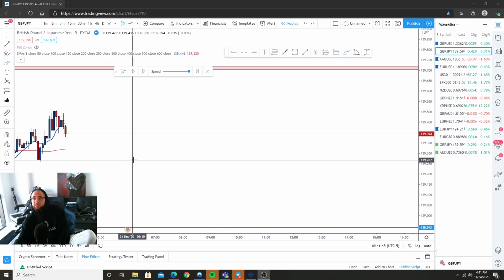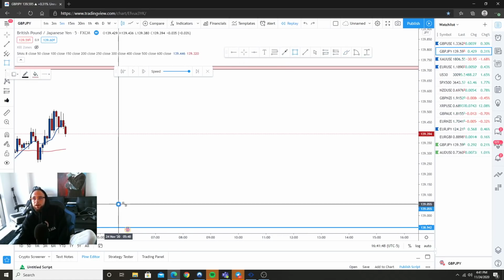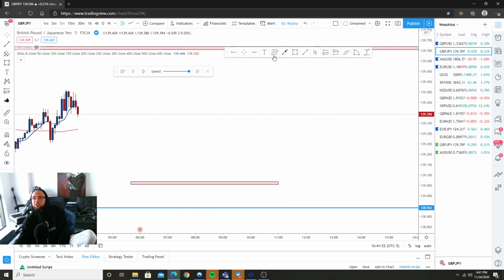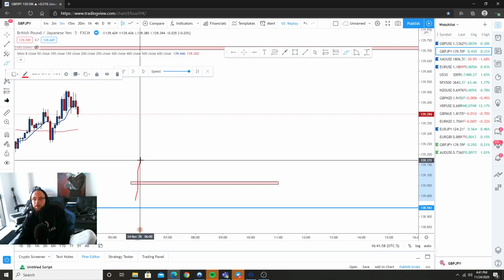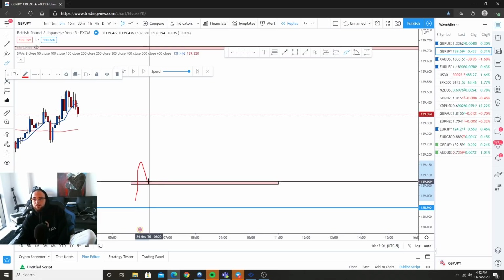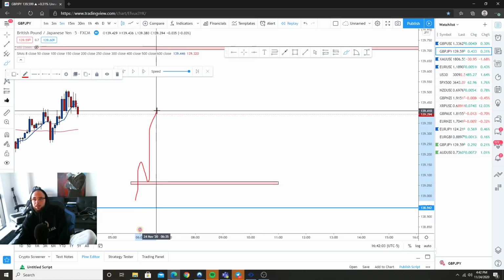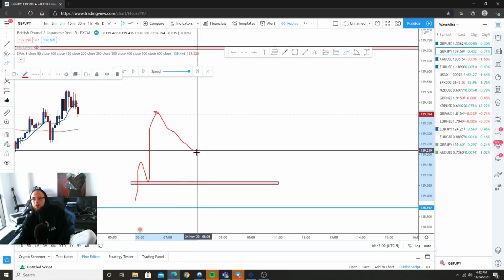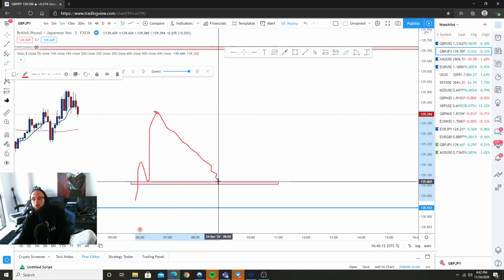So basically, let's just say we have a little level of support here, correct? Then we have price break above support, come back down to retest support, and then keep going, correct? And then price finds a resistance up here. And then it just keeps coming down, coming down, as it gets to our support again, correct?